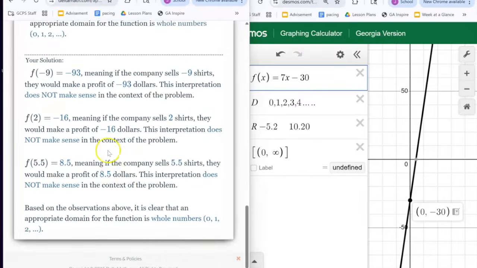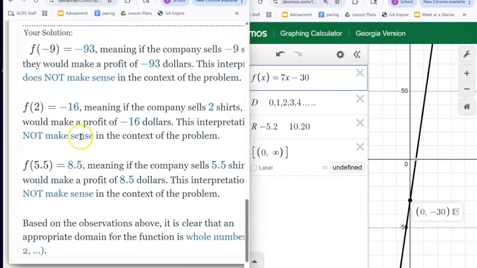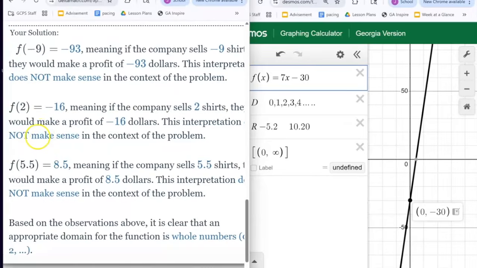All right, and I just realized that I made a mistake. I said it makes sense, but I clicked does not make sense. So just be careful what you are clicking. So I can make 2 shirts, and make a loss of $16. That does make sense. I clicked not make sense by mistake.